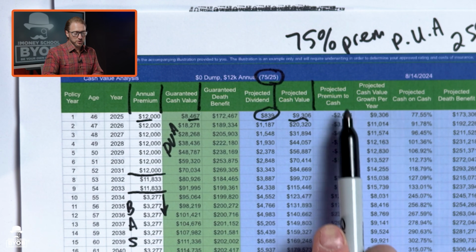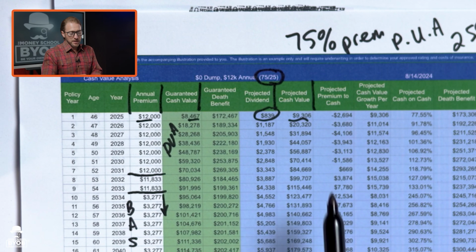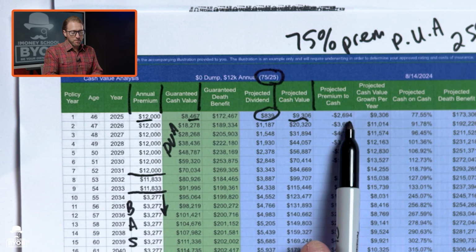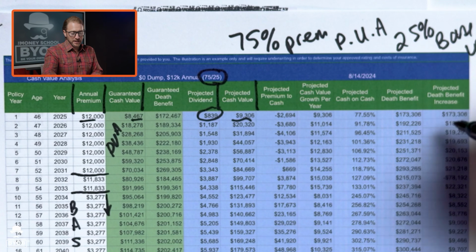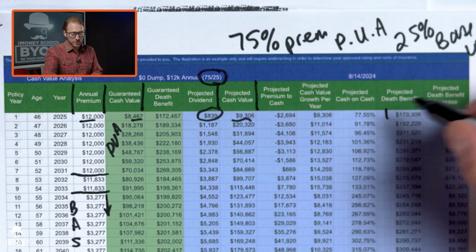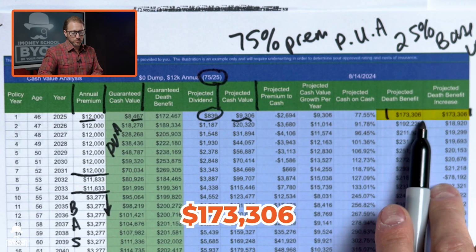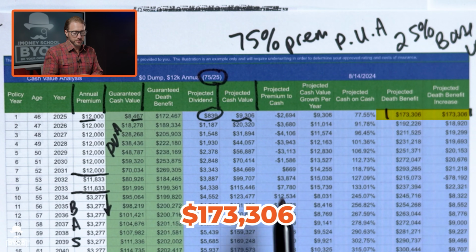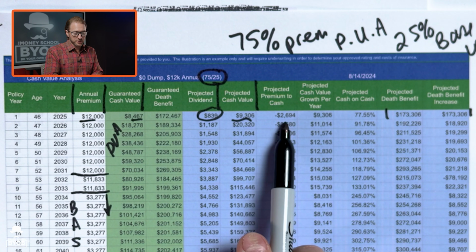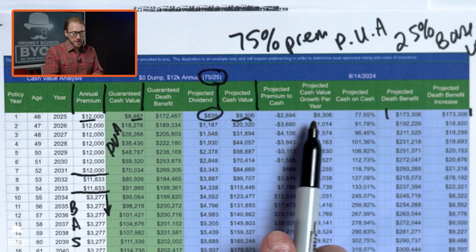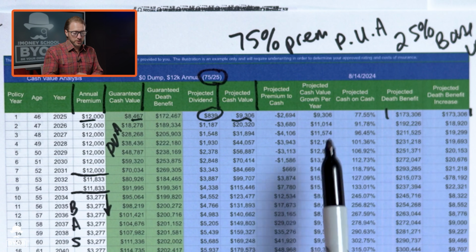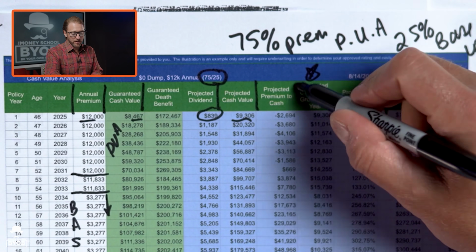Then what we're going to do is show you projected premium to cash. Of the premium deposit you put in, of the $12,000, how much are you giving up to provide this death benefit over here? So you see we got a death benefit of $173,306 for this particular example. Well, you're giving up $2,694. So over here, this is a really important column. I always like to preface this on the one.